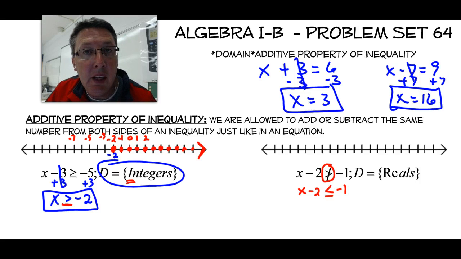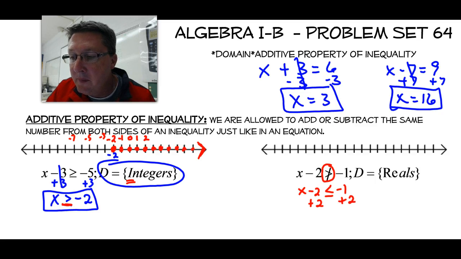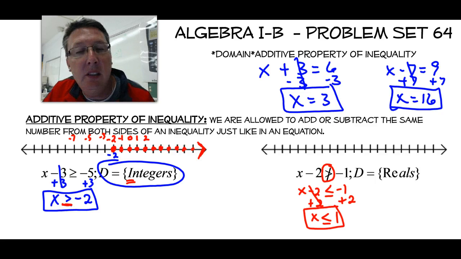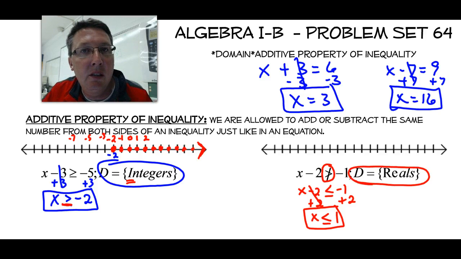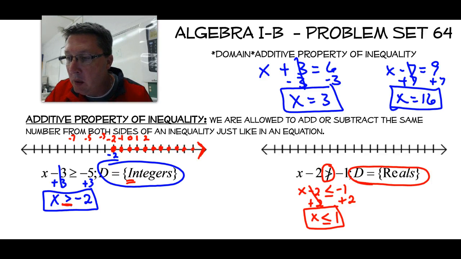I need to finish solving that for x. So my steps for solving for x, I'm going to add 2 to both sides. And we get x is less than or equal to -1 plus 2 is 1. So I have x is less than or equal to 1. Again, my domain is real numbers. So I'm going to shade this solution on the number line. So the main number I need is a 1. I'm going to put 1 right here in the middle.